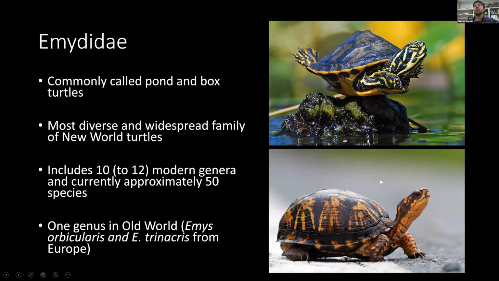But what we're focusing on here is the Emydidae. That's the focus right now, and they are commonly called pond or box turtles. They're mainly in the New World, so they're the most diverse and widespread family of New World turtles. Currently, they include 10 to potentially 12, depending on which study you're looking at, modern genera, and approximately 50 modern species, with one genus with 2 species being known in the Old World, namely Europe, and that being Emys.